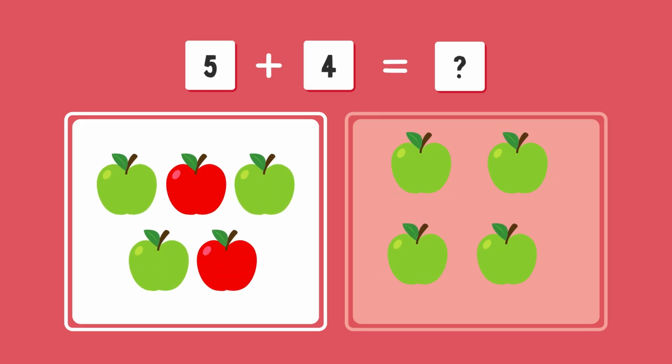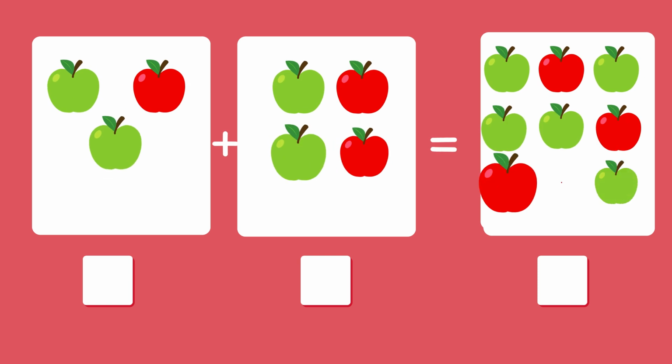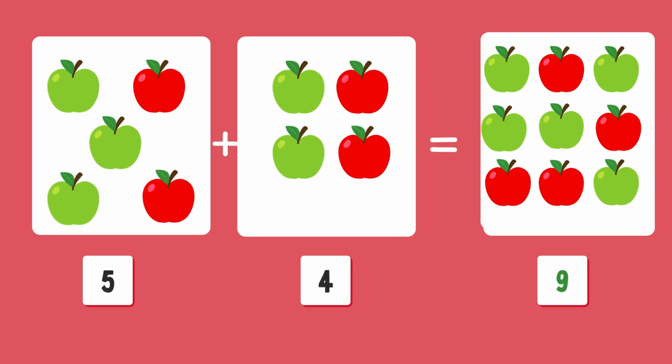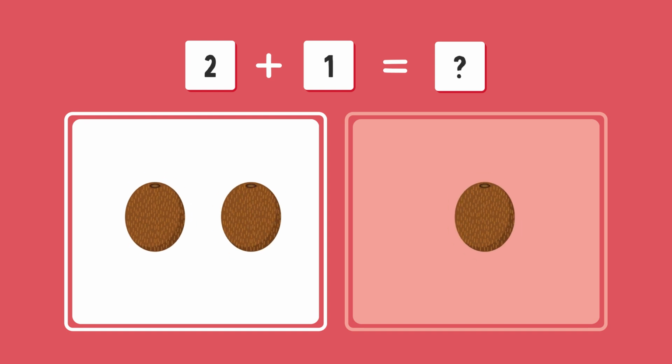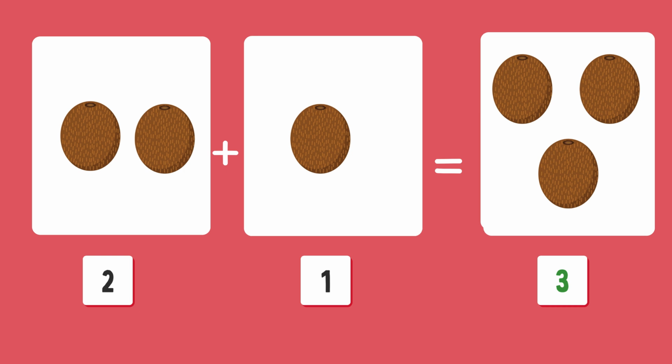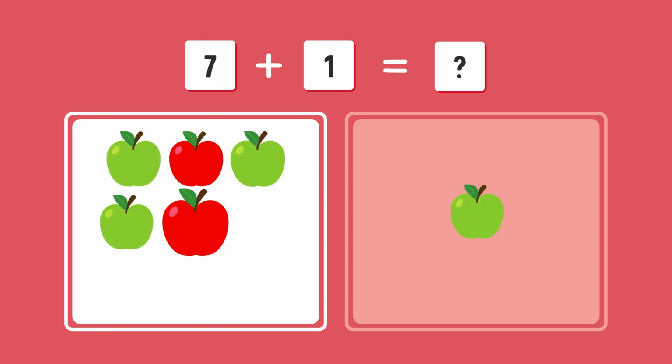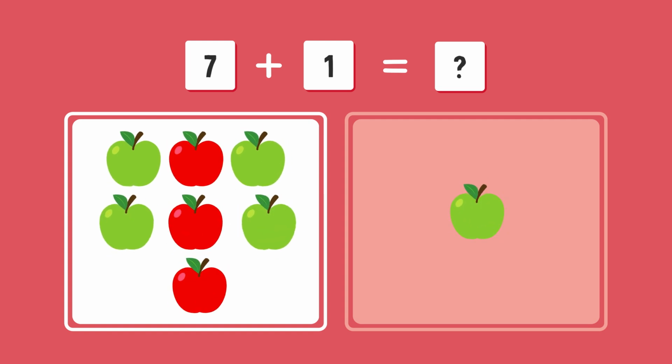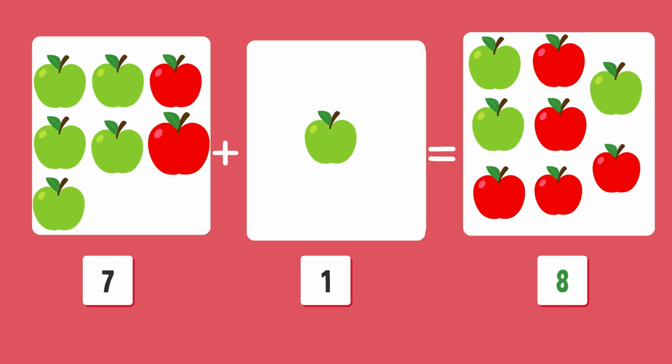What is 5 plus 4? Correct answer is 9. What is 2 plus 1? Correct answer is 3. What is 7 plus 1? Correct answer is 8.